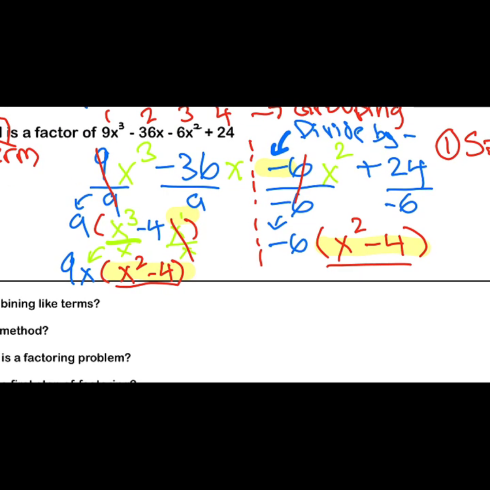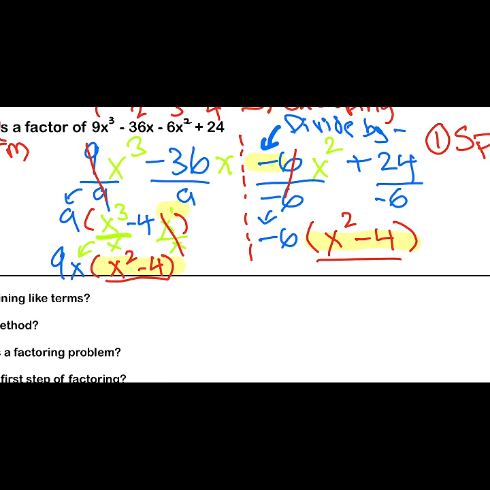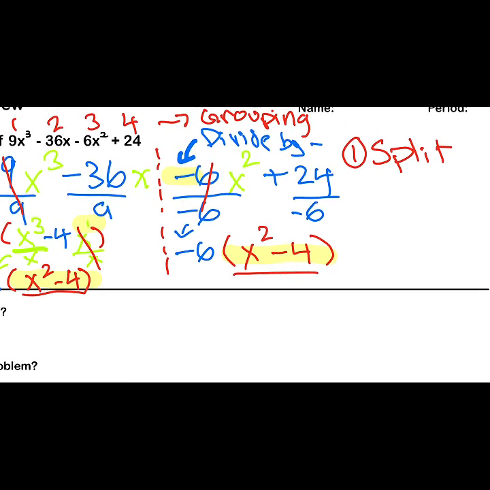Now, we're continuing a little further. We have 9x times x squared minus 4, and we have negative 6 times x squared minus 4. They are the same thing. You can combine them. So I'm also going to write over here real quick: step 2, by the way, is factoring. That's what we just did. Divide by everything. Step 3 is combine.